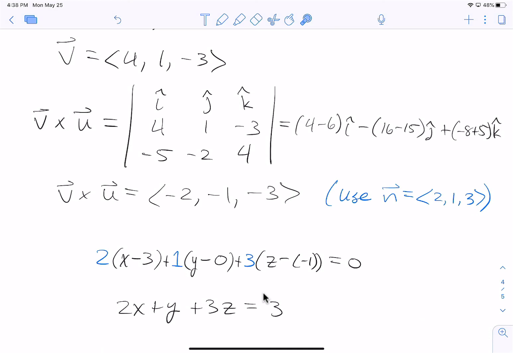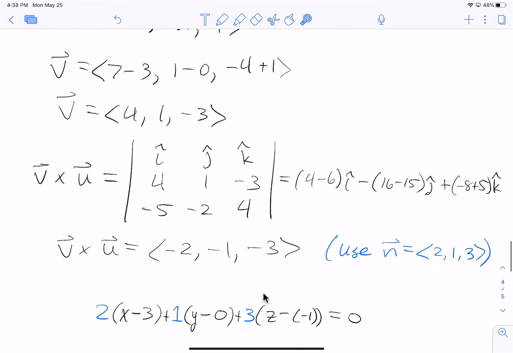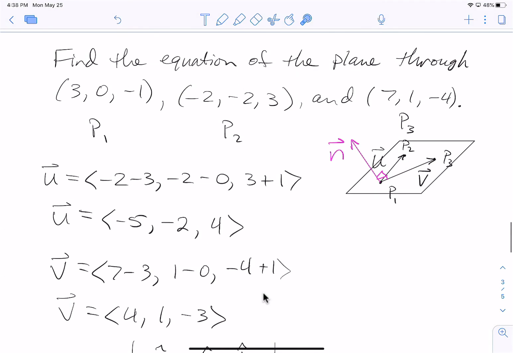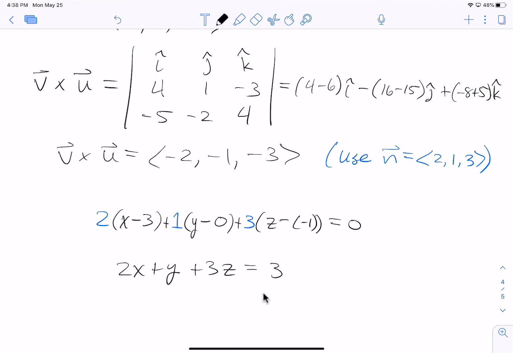I'm actually going to go with U cross V. Those components as my coefficients in my equation give me 2 times the quantity x minus 3, plus 1 times the quantity y minus 0, plus 3 times the quantity z minus -1. And I'm using the point P1, which was (3, 0, -1). Simplifying that equation gives me 2x plus y plus 3z is equal to 3.